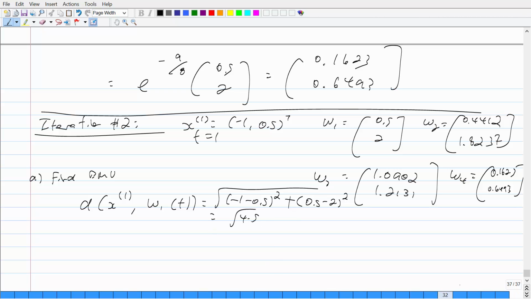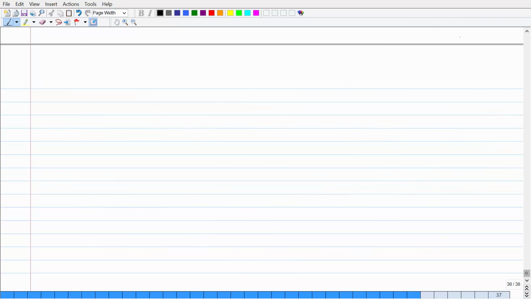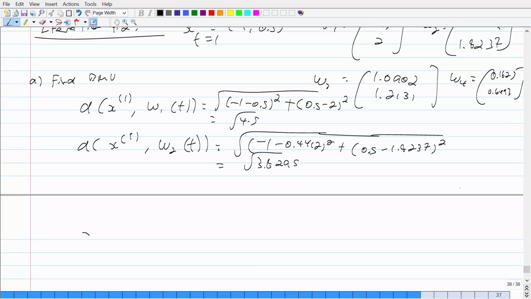You calculate the distance from the first example to the next set of weights. When you do this, we get -1 and then the weight was minus 0.4412, plus 0.5 subtract 1.8237. When you calculate this one, it is square root of 3.8295. So that's the distance between that and the second set of weights.